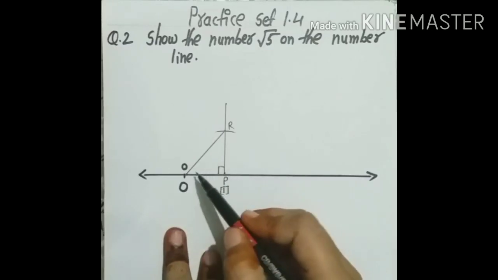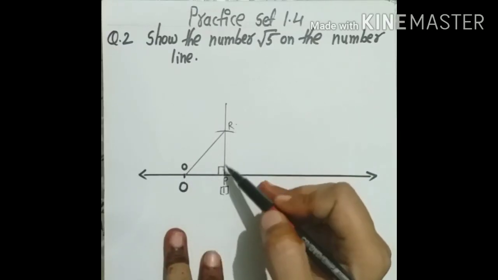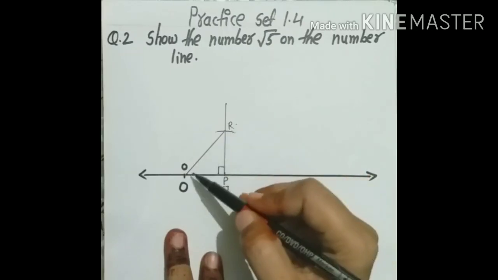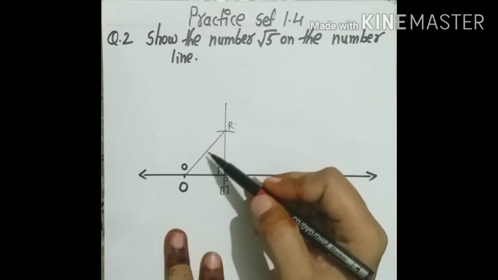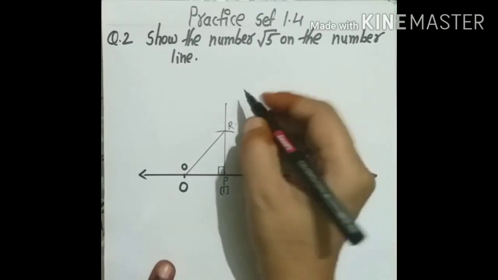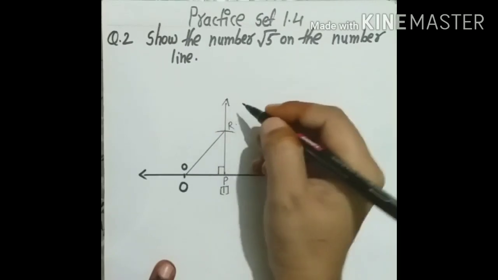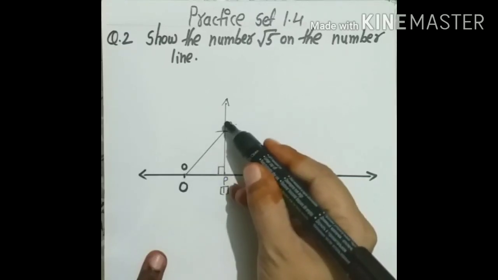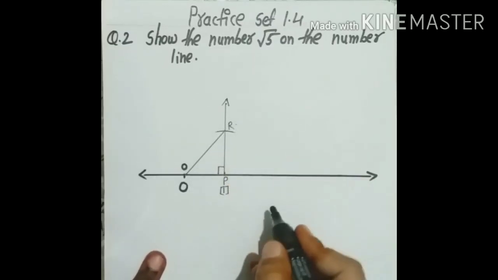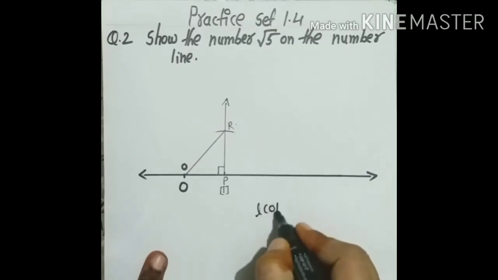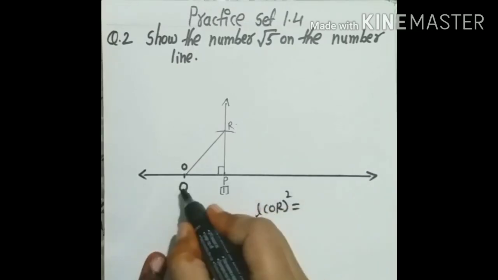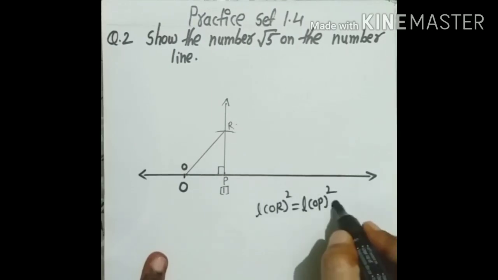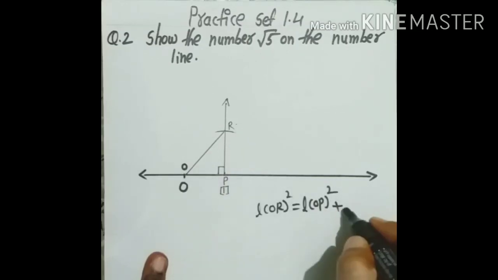Now children, this OPR is a right angle triangle. This OP is 1 unit, PR is also 1 unit, but OR we don't know. We have to find this hypotenuse. So we will find the hypotenuse by using the Pythagoras theorem. So this OR is your hypotenuse. So what will you write here? Length OR square equals length OP square plus length PR square.